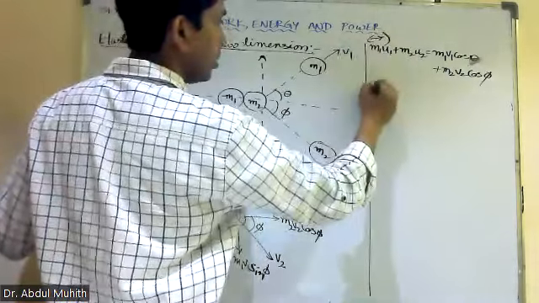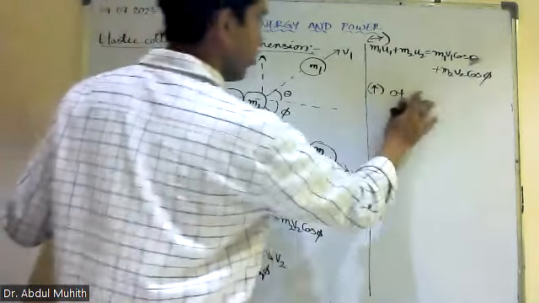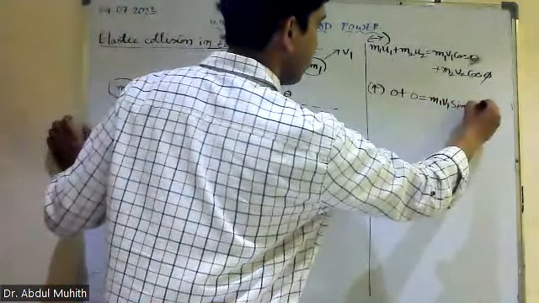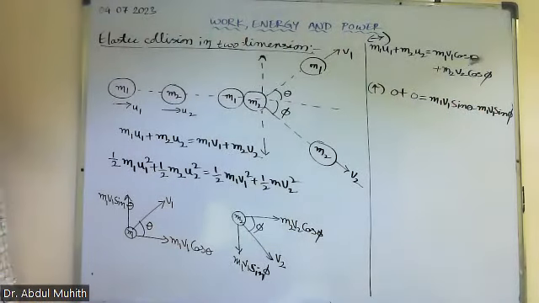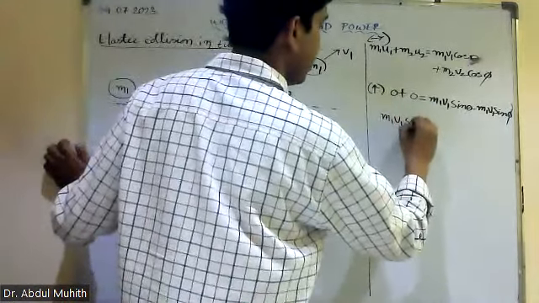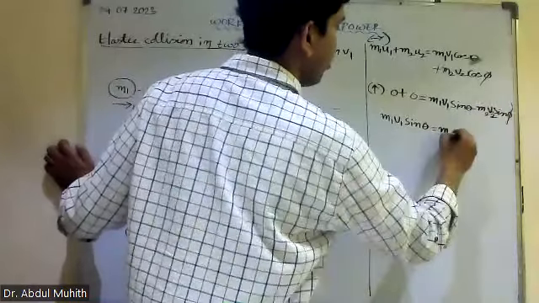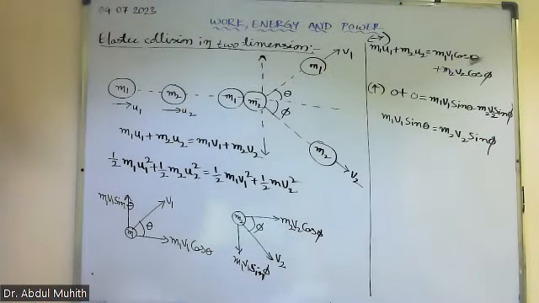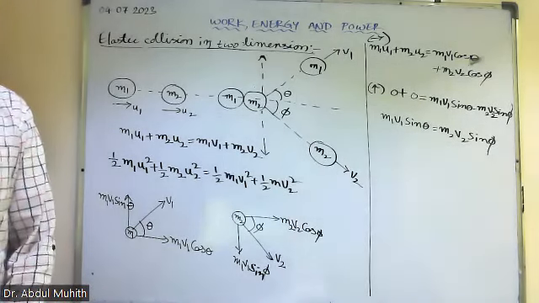If you take the vertical components, it will be 0 plus 0, because there is no vertical component initially. And the vertical component is here 0 equal to M1 V1 sin theta minus M2 V2 sin phi. So M1 V1 sin theta equal to M2 V2 sin phi. This is the formula for two dimensions. Is that clear?